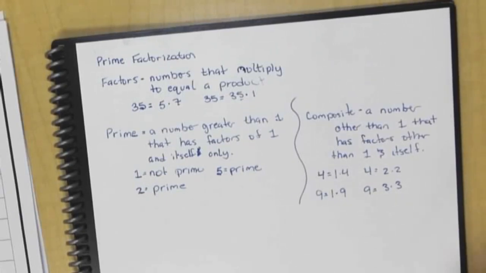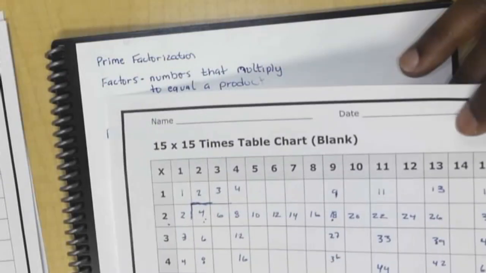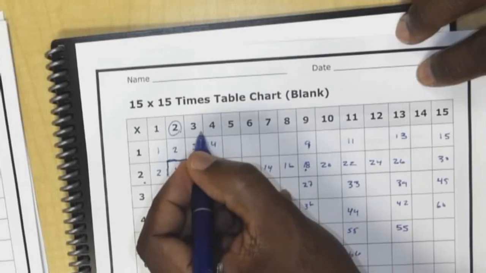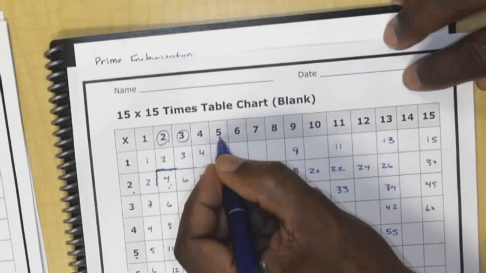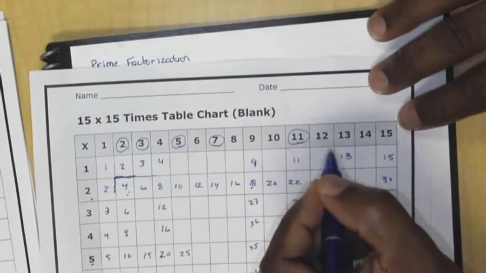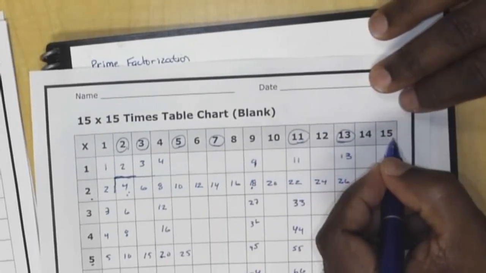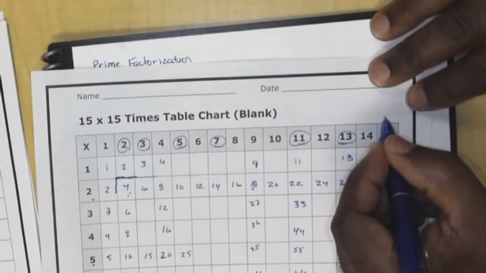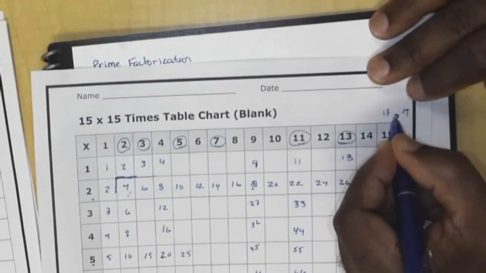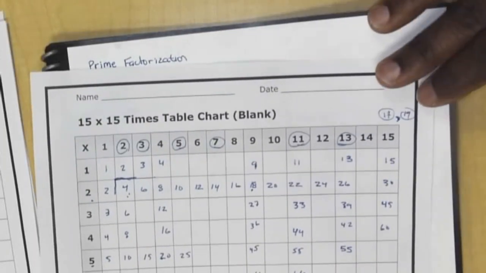Now, there's something we're going to use. What I want you to do now is, on your timetable chart, circle 2, 3, 5, 7, 11, 13, and it's not on here, 17, 19, 23. These are all prime numbers.